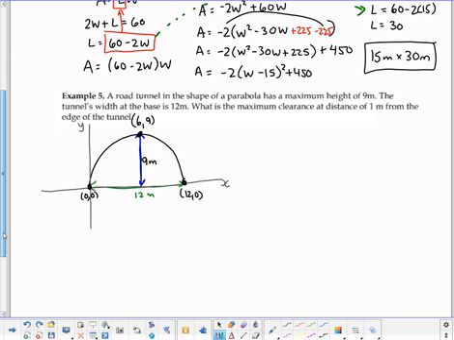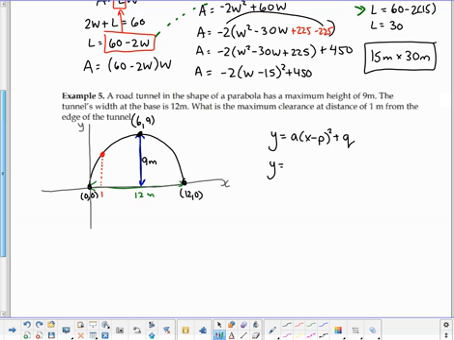So we start by making our equation in vertex form. Before we can answer the question, what is the maximum clearance at a distance 1 meter from the edge? So 1 meter over, how much clearance do I have? What's the y value? I need to know the equation before I can answer that, right? So we need to make the equation. And because we know the vertex, we're going to use vertex form. It's always where we start, actually. We always start with vertex form.